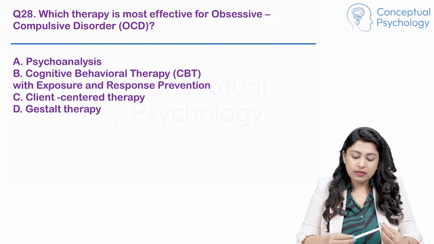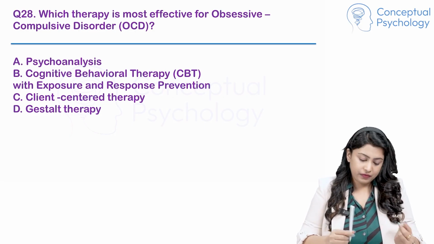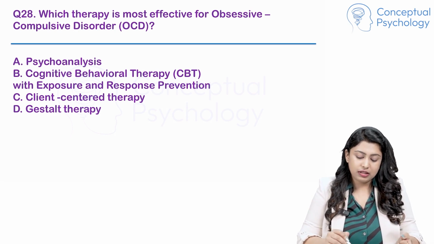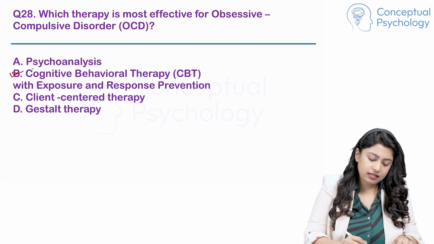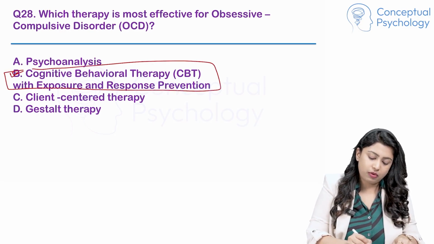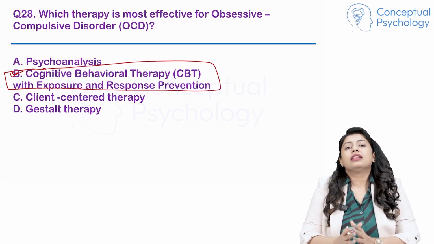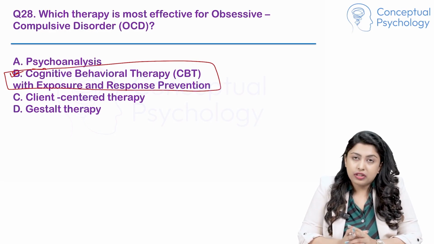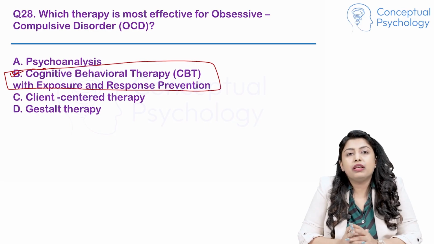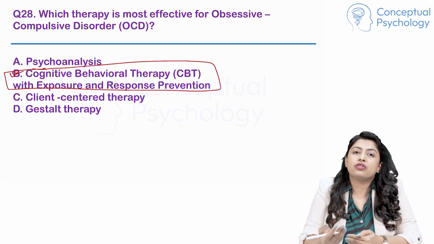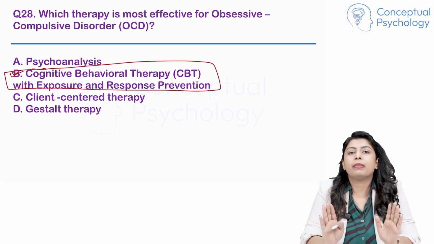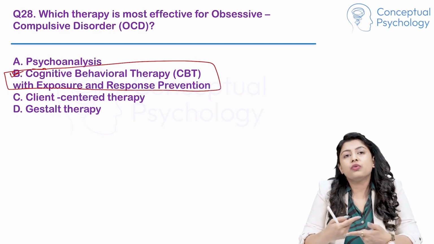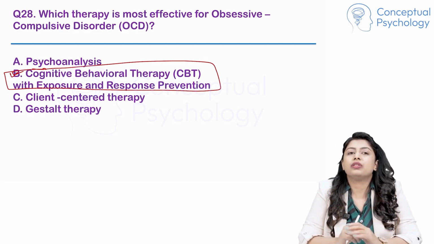Now, which therapy is most effective for obsessive compulsive disorder? Psychoanalysis, CBT, client centered therapy, or gestalt therapy? So, the correct answer is CBT with exposure and response prevention. This is the gold standard psychological treatment for OCD. ERP involves exposing the patients to situations that trigger the obsessions while preventing the compulsive responses, which leads to habituation and reduction in the OCD symptoms.